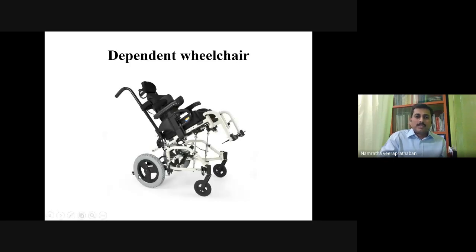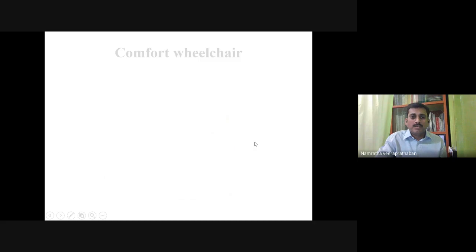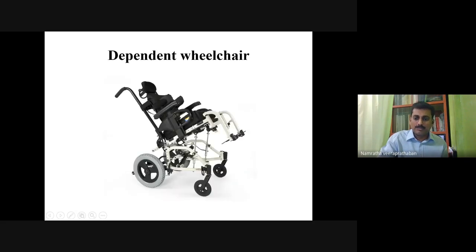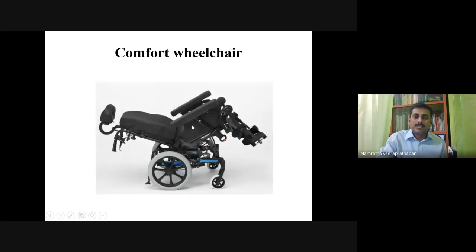Next, the dependent wheelchair. As I said, a dependent wheelchair can be tilt in space and with recline, with all the accessories mounted on it. So this is the picture for the comfort wheelchair. A comfort wheelchair also has a recline and a tilt in space. The only difference between a comfort wheelchair and a dependent wheelchair is that the comfort wheelchair is not foldable, but the dependent wheelchair is foldable. If it is not foldable, accessibility is going to be a real issue. If you have an accessible car and accessible transportation, we can recommend this for the patient.